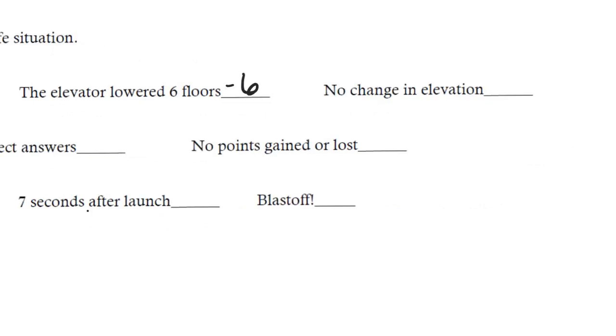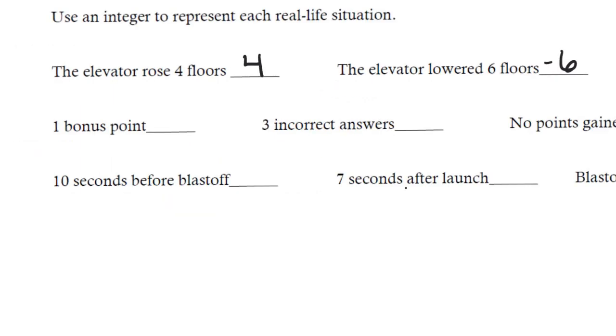Okay, and then we have the no change in elevation. So if there's no change, that would be 0. Nothing happened. Just like down here, the no points gained or lost, that would be 0. Okay? And then we have 1 bonus point. If you get a bonus point, that's a positive thing, so that'd be a positive 1. But if you get 3 incorrect, that would be -3.